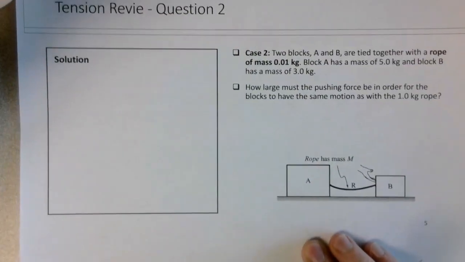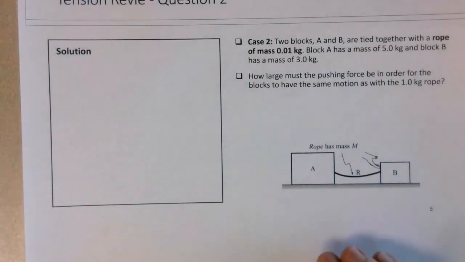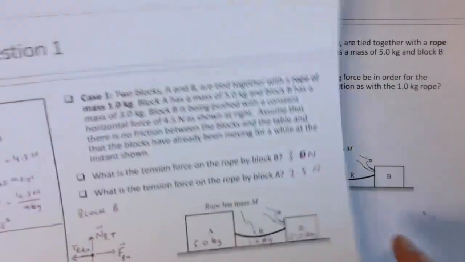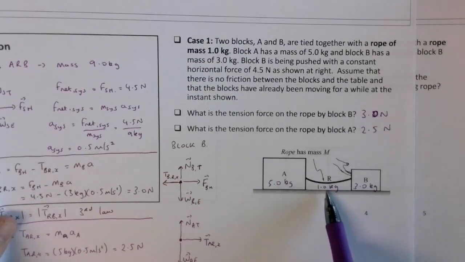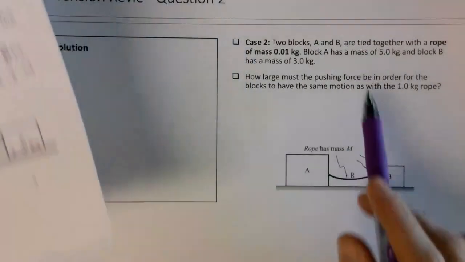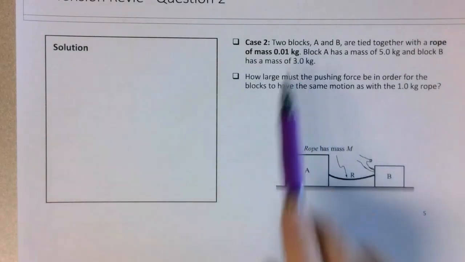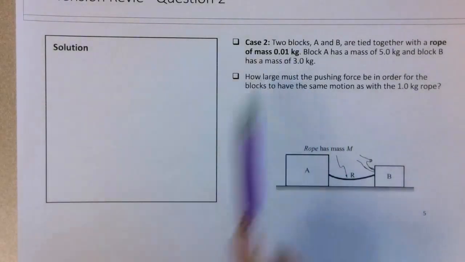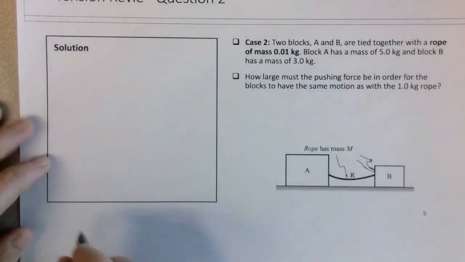Okay, in the second tension review question, to build on from the previous question that we had here, when the two blocks were attached by a rope of 1 kg, and the blocks are still 5 kgs and 3 kgs, but now we change the rope to a much lighter rope, that it's only 1/100th of the previous mass, so it's only 0.01 kgs. But for this question we just want to figure out how large must the pushing force be in order for the blocks to have the same motion as the 1 kg rope.